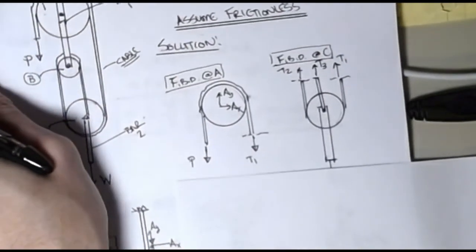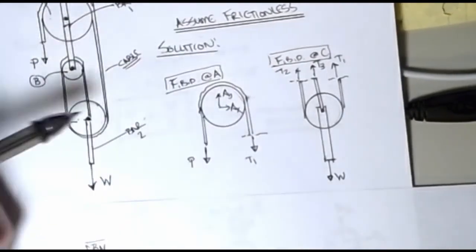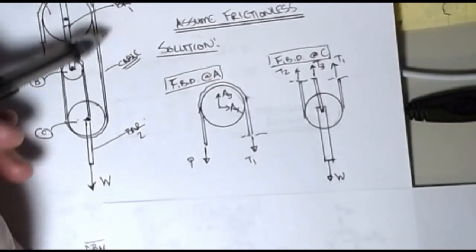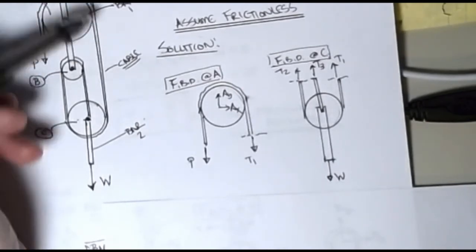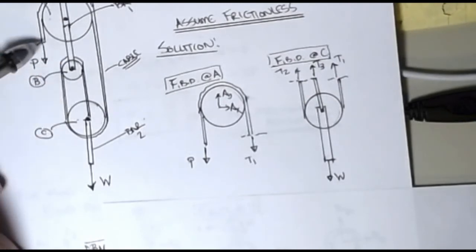The first one we're going to look at is the pulley at A. Usually what I do is I start at the load and draw my free body diagram of a pulley, and then I just follow that rope on around. So I start at the free end.